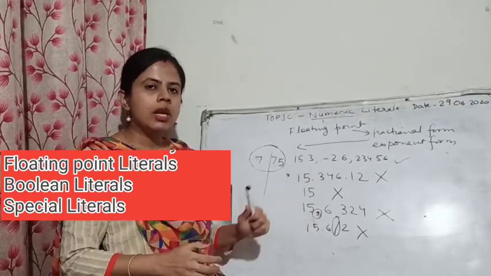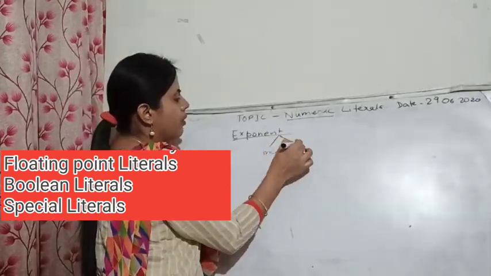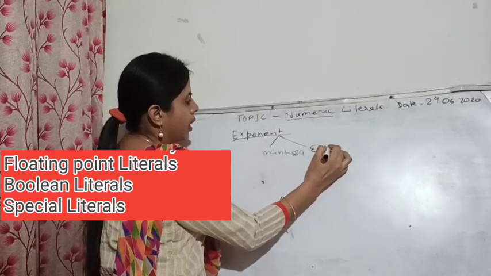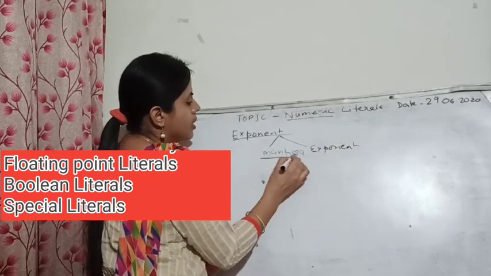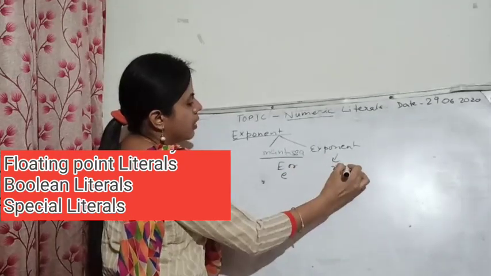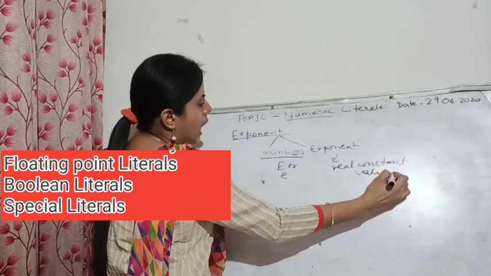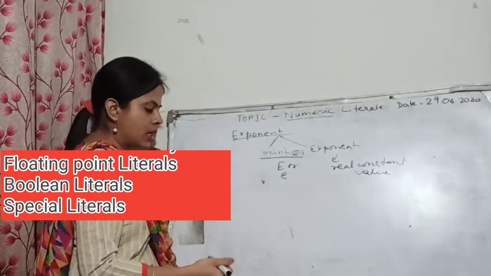Now we will see the exponent form of floating point. Exponent form is further divided into mantissa and exponent. The mantissa is a number which is followed by capital E or e, and the exponent is the real constant value. How can it be written? Let us see that.